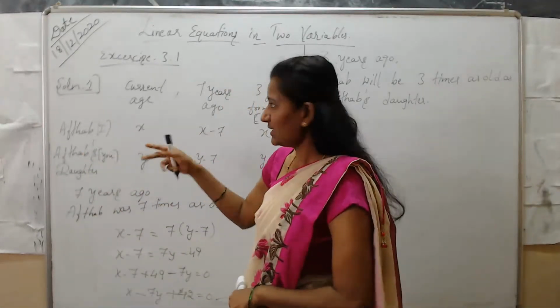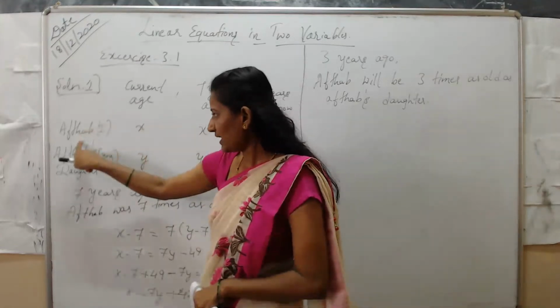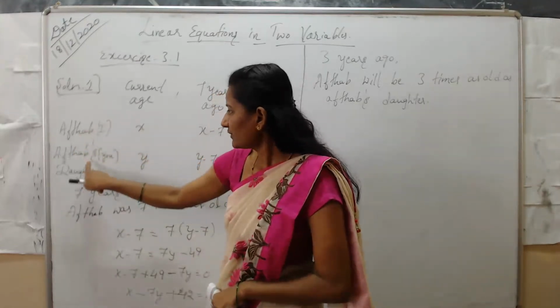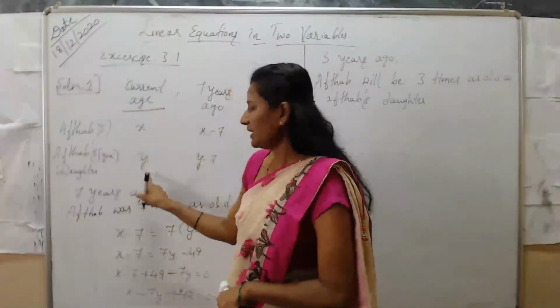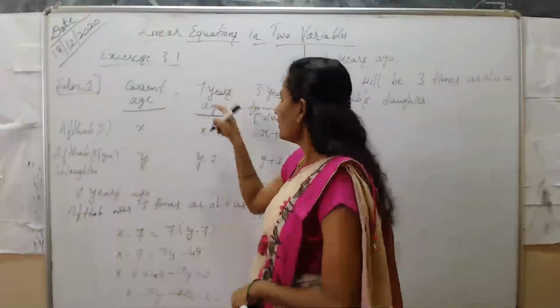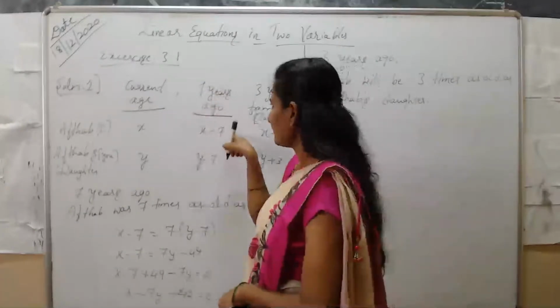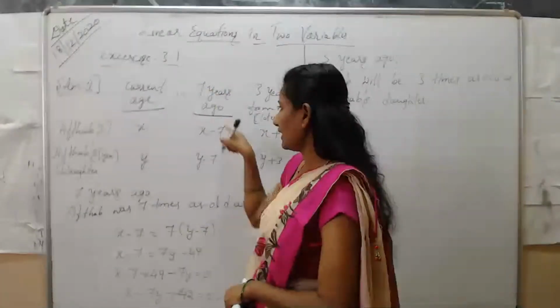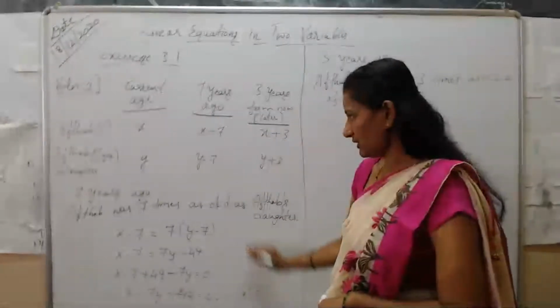We don't know the ages, so we are taking x and y as variables: x as Aftab's age and y as Aftab's daughter's age. Current age of Aftab is x, current age of Aftab's daughter is y. 7 years ago, I already said, ago means you should subtract, so x minus 7. If it is 5 years ago, x minus 5. Yesterday I have explained all this.